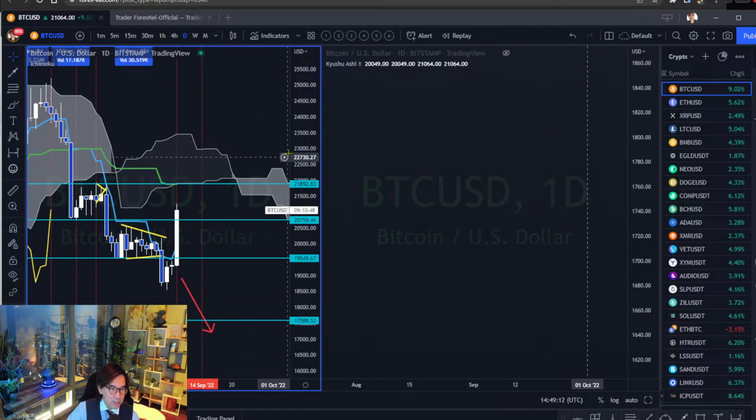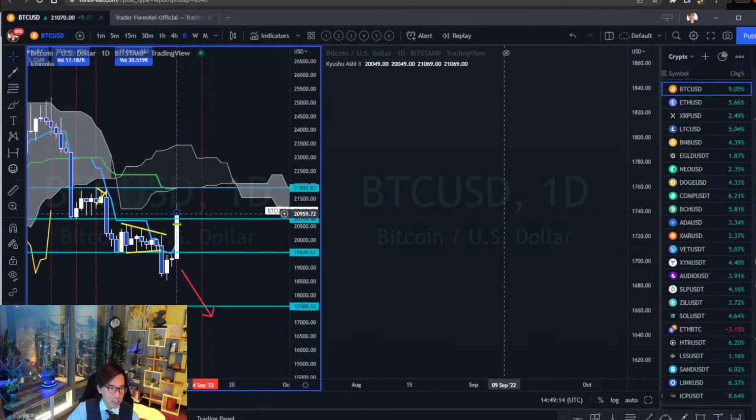Kijun-sen is flat, so it looks like it's going back to Kijun-sen now. So the target is going to be the 21,897.59 area. There is also Senkou Span B of the Kumo, so this is the potential target. The previous resistance level was here too. So most likely the market reaches back to that level, and then it retraces into our range. But this is for the short term.